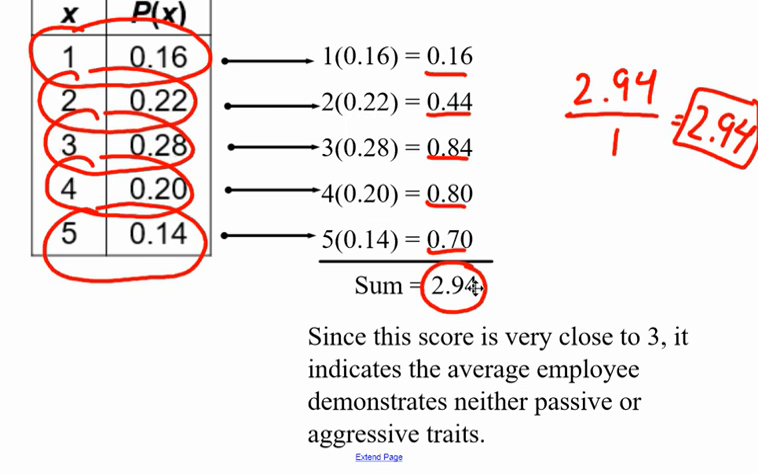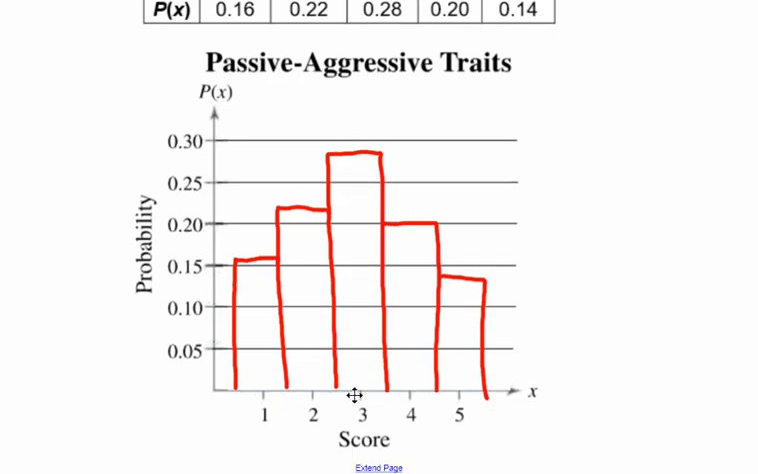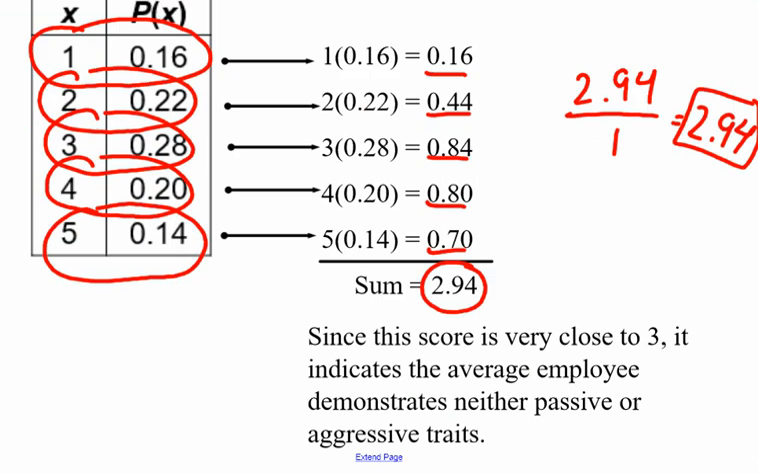That's the average. Since this score is very close to 3, we would say that the average employee demonstrates neither passive nor aggressive traits, which is what we kind of saw in our graph. You know, the middle is the median, and if it's symmetric, it's going to be very close to the mean. It appears to be right around 3. So average person appears to not have passive or aggressive traits.